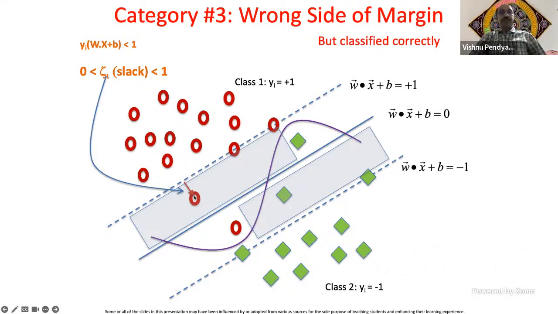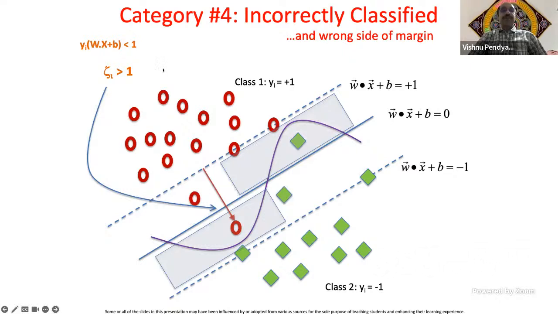So for those points, we introduce a variable called zeta. Those are the slack variables, and these zetas lie between 0 and 1, right? Because the distance between the decision boundary and the margin is 1. So these slack variables are between 0 and 1, right? So we introduce slack variables like this.